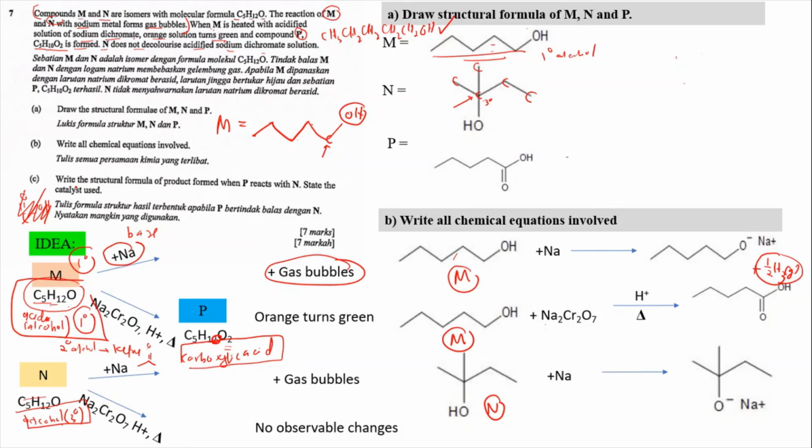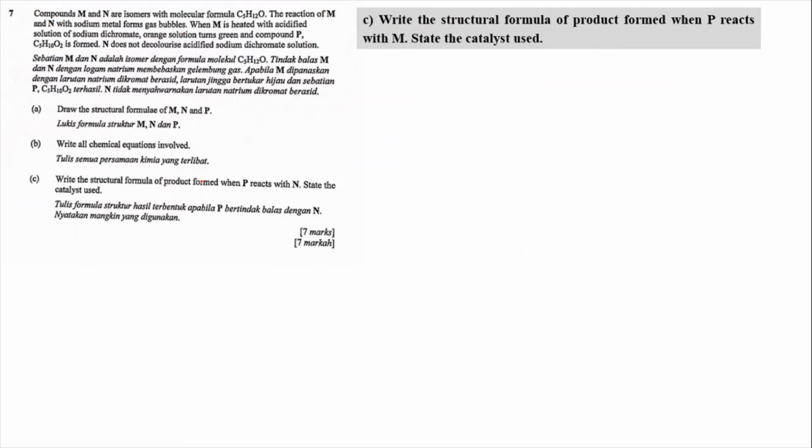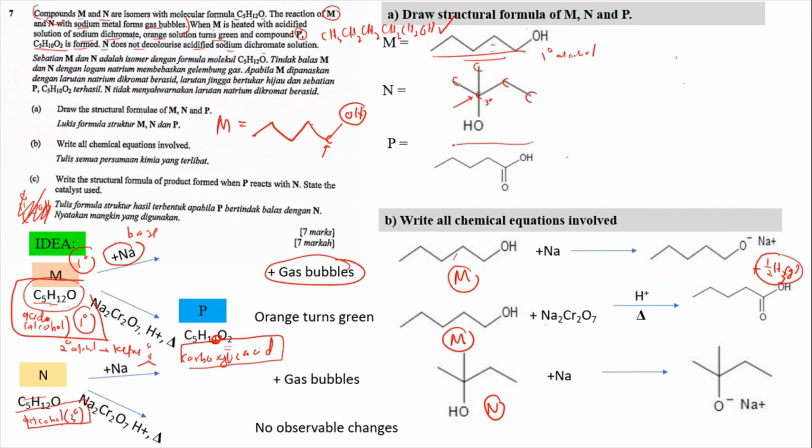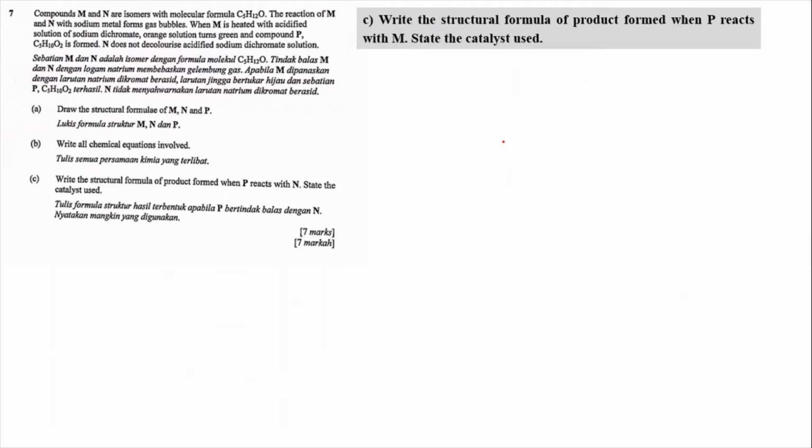For question C, we need to look into the next slide. So for question C, we have to write the structural formula of the product formed when P reacts with N, with the catalyst used. So our P just now is the carboxylic acid, and our N is the one that we have drawn. So let's do it again. P is our carboxylic acid, and it's going to react with N, which is our tertiary alcohol. So what it's going to undergo is esterification, because this one is a carboxylic acid, and then it's going to react with alcohol.